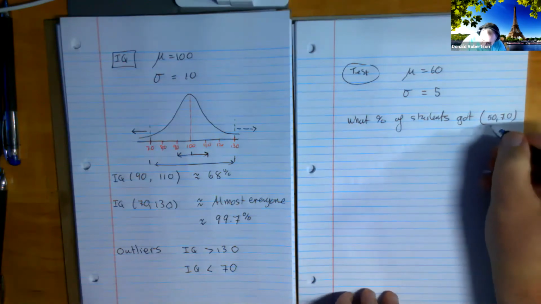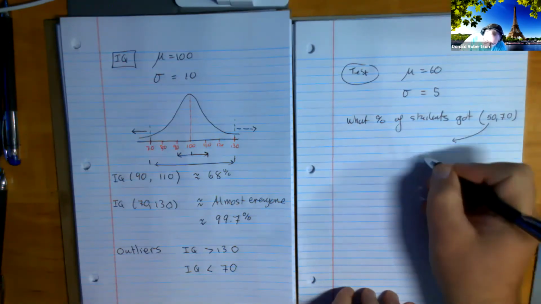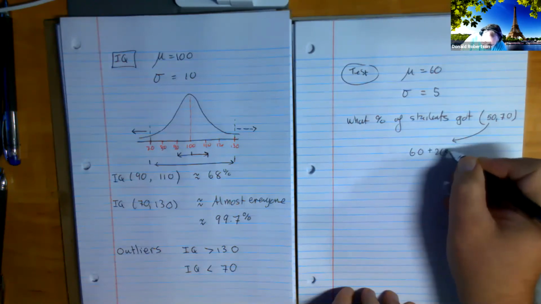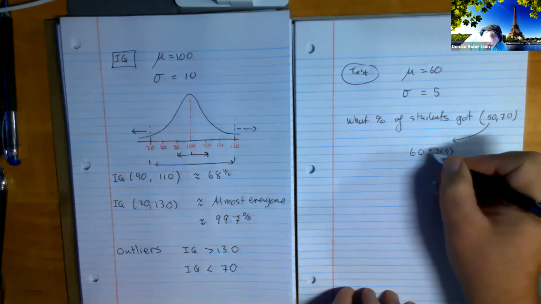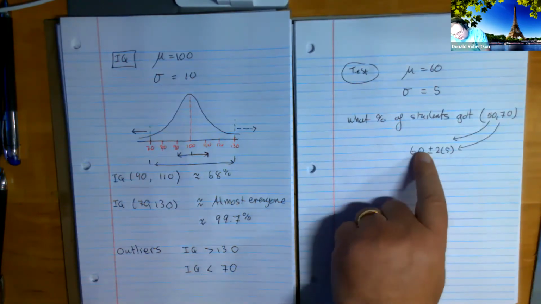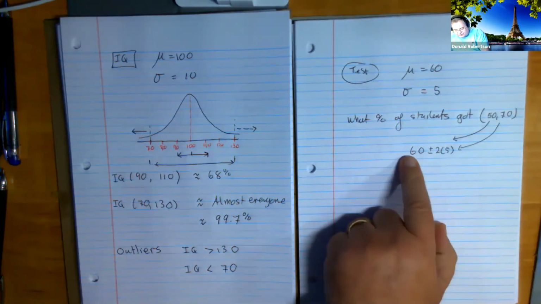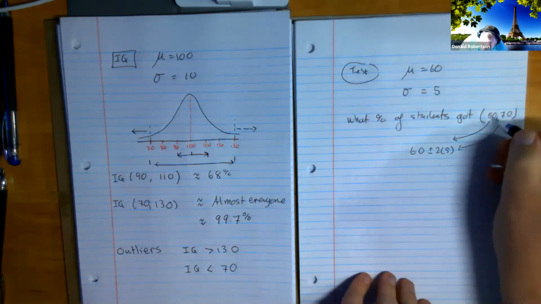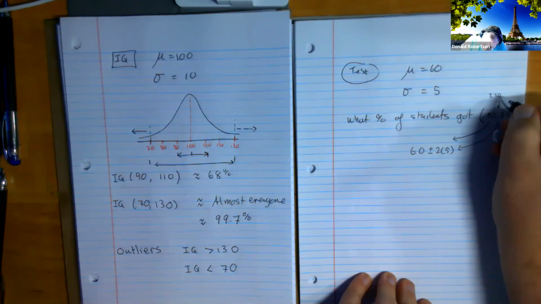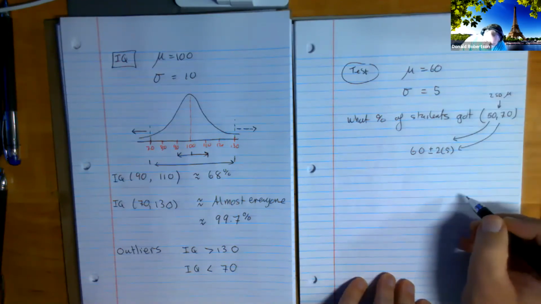Okay, take the number 50. Isn't that 60 take away 2 lots of 5, and the 70 is 60 plus 2 lots of 5. What that's telling me is that this is 2 standard deviations from the mean, right?